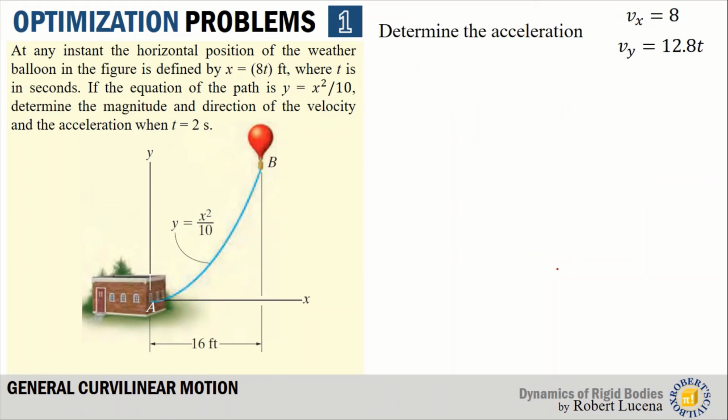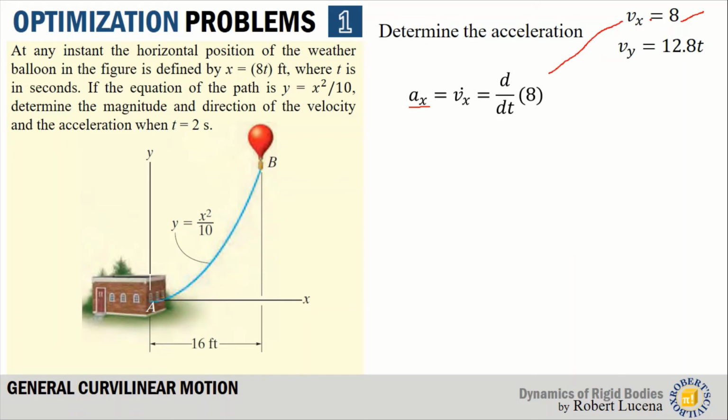Now our next objective is to determine the acceleration of the object. So if we have the velocity equation, we can now get the acceleration equation. Let's start with the x component. If we have the velocity equation about x equal to 8, if we get the derivative of this equation, we will have the acceleration equation. So the first time derivative of the velocity equation is the acceleration equation.